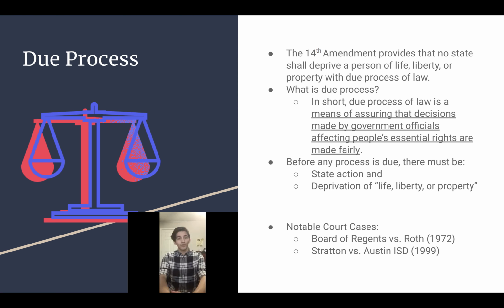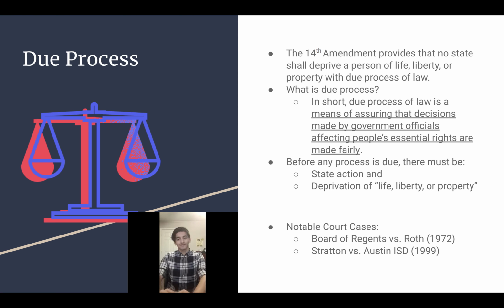Before any process is due, however, there must be 1. State action, and 2. Deprivation of life, liberty, and/or property. Currently, there is no known instance of any school district taking an individual's life, so for practical terms, the focus here is going to be on the deprivation of liberty and/or property.